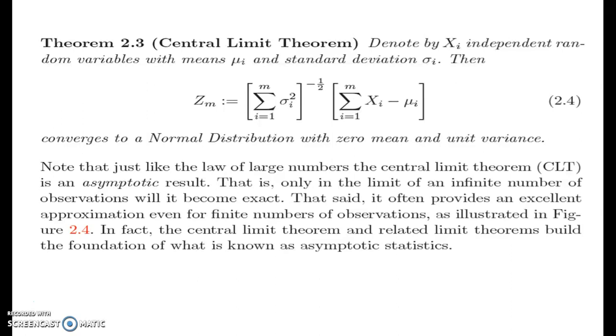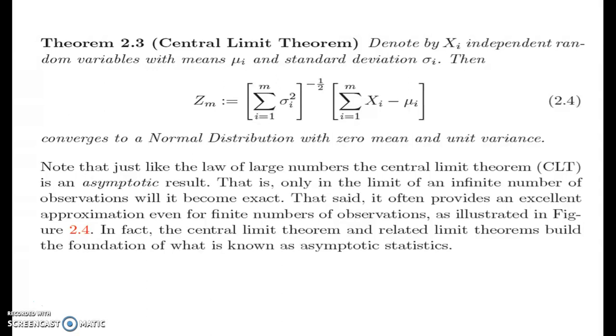In the central limit theorem, we denote by xi independent random variables with means mu i and standard deviation sigma i. Then Zm is, by definition, equal to the sum of sigma i squared for i equals 1 to m, to the power of minus 1/2, times the sum for i equals 1 to m of xi minus mu i. That converges to a normal distribution with zero mean and unit variance.